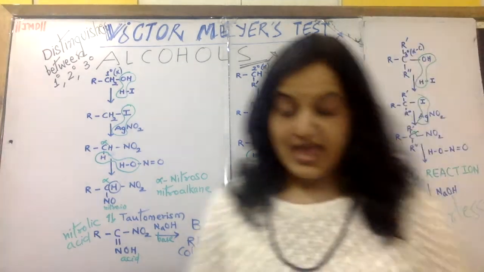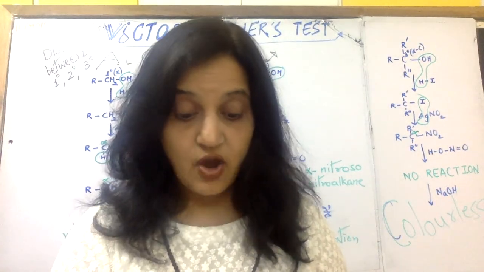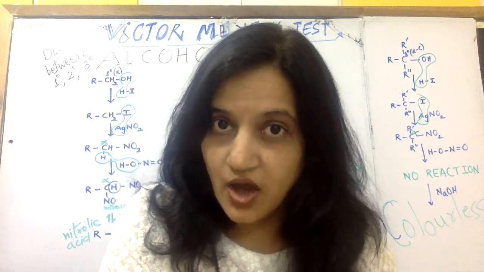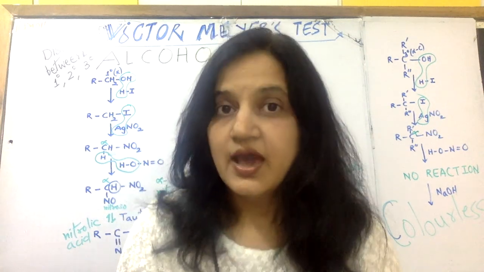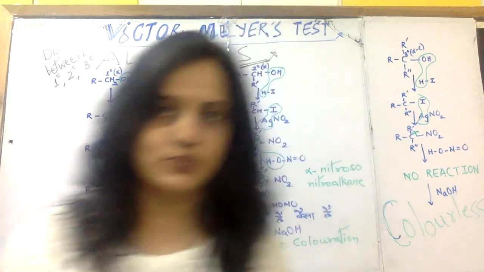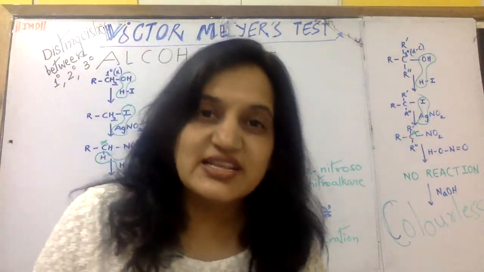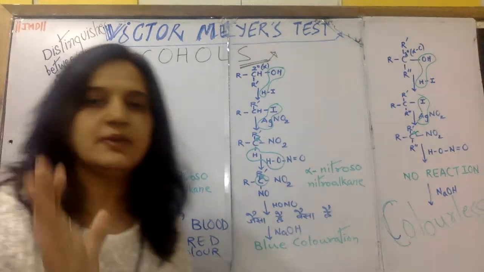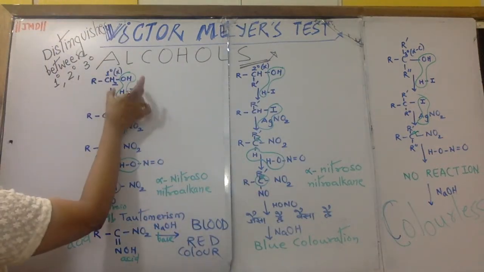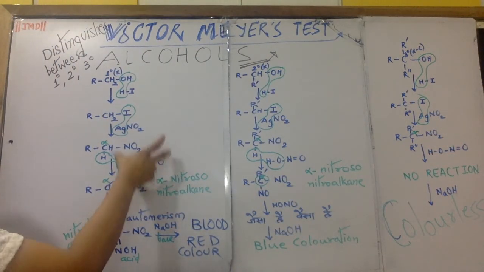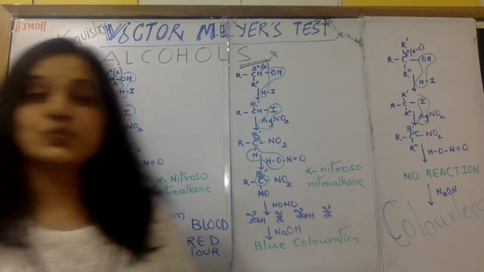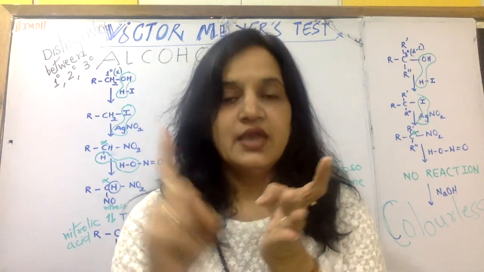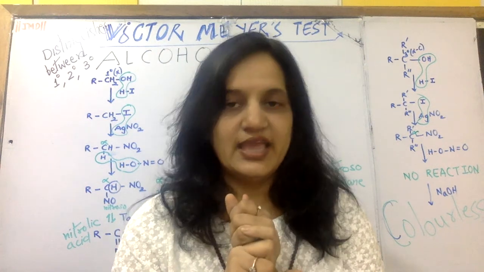So even if I put NaOH, it is colorless. Hence we can say, primary alcohol with Victor Meyer's reagent gives blood red coloration, while a secondary alcohol with Victor Meyer's reagent gives a blue coloration, and a tertiary alcohol is colorless with Victor Meyer's reagent. Now, when the question comes, what is Victor Meyer's reagent? Don't write Victor Meyer's reagent as just HI. No, Victor Meyer's reagent is a combination of hydroiodic acid, silver nitrite, nitrous acid, and NaOH. So, Victor Meyer's reagent is a reagent which contains the chemicals HI, AgNO2, HNO2, NaOH.